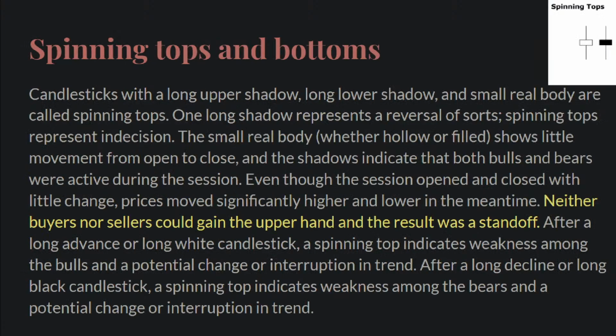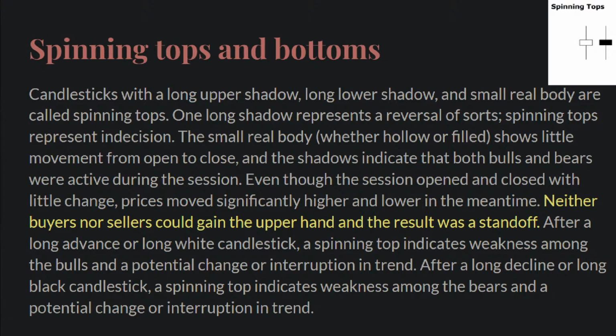So spinning tops and spinning bottoms are a very similar pattern to dojis, but they are different, and it is great to be able to identify them. But you generally do treat them very similarly. Candlesticks with long upper shadows and long lower shadows, and a small real body are called spinning tops or bottoms, because this pattern is virtually the same at the end of an uptrend and at the end of a downtrend.